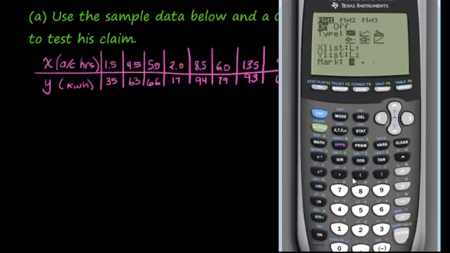Now we will go to zoom and choose 9, zoom stat. It appears that there's a bit of a positive linear correlation here. It's not a perfect line, but it does tend to show us that as our X values, air conditioner usage hours, increase, the Y values, the kilowatt hour consumption, increase. So now we'll run our hypothesis test.